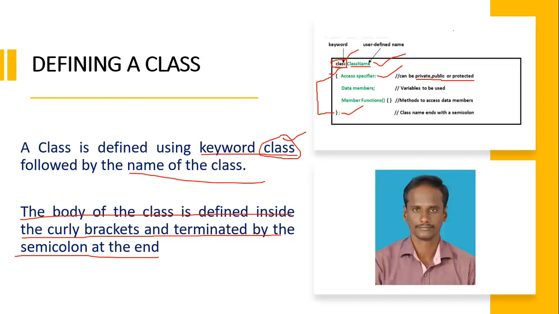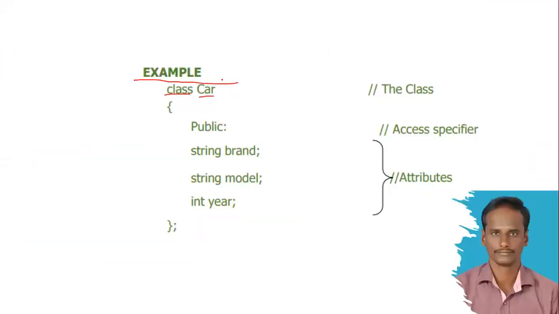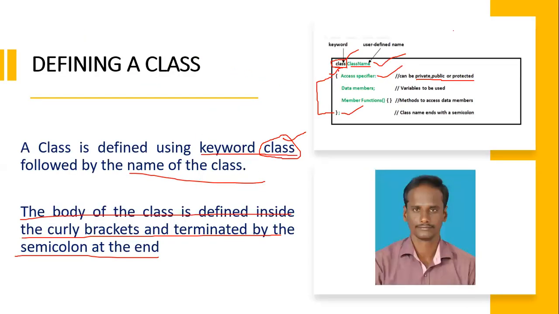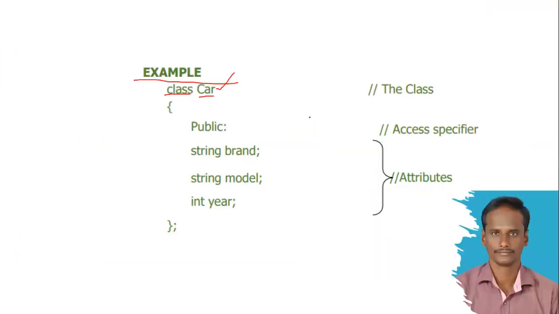What's the next one? Followed by the class name. It's a user defined name, whatever we can give. So here I'm creating a class for car. That's why I have given the class name as car. And next, we should open a curly brace and close a curly brace. So this is the open curly brace and this is the close curly brace. The close curly brace must end with a semicolon.